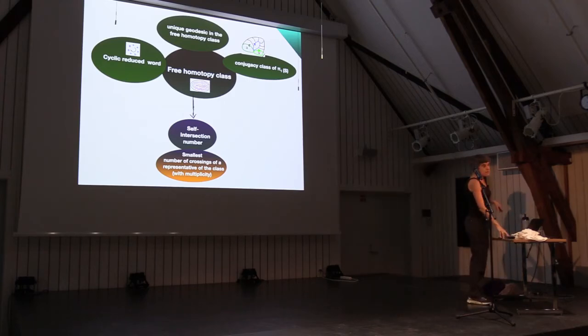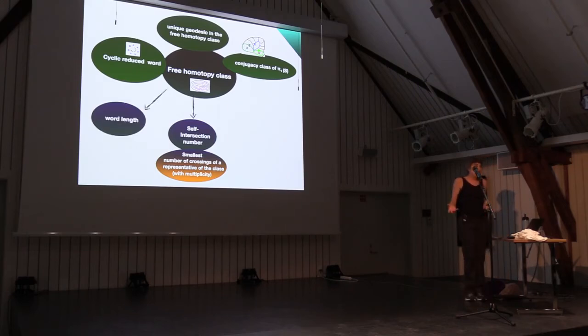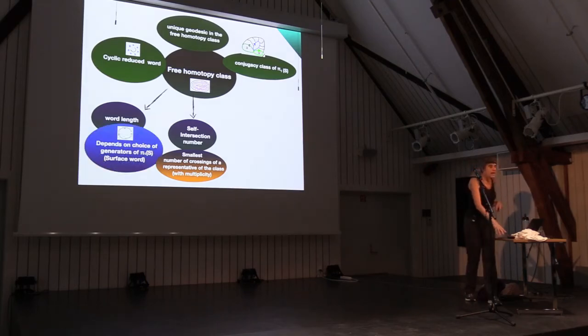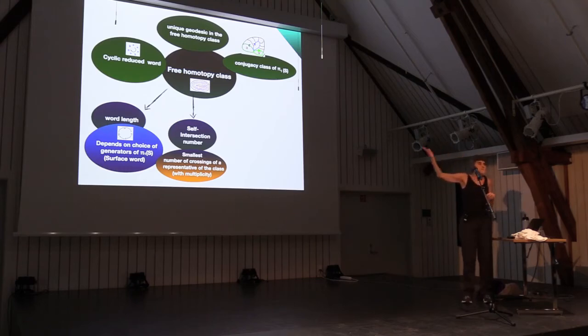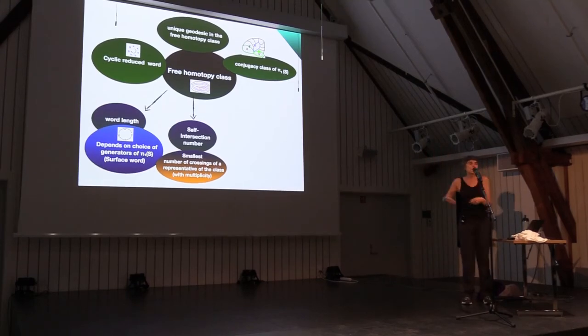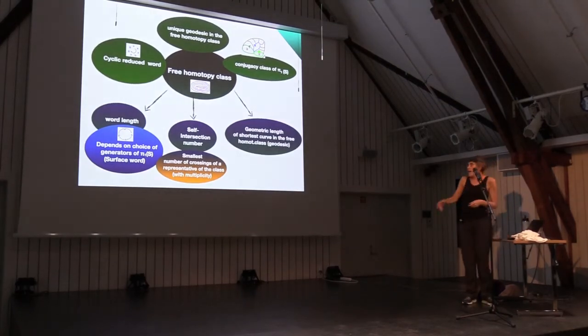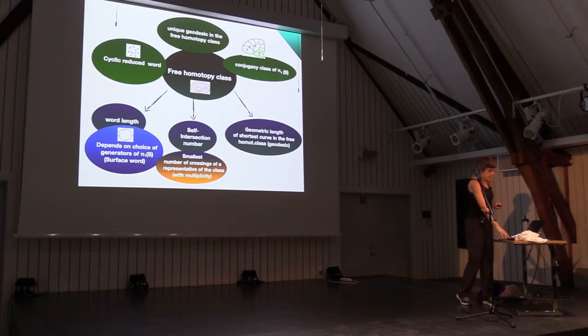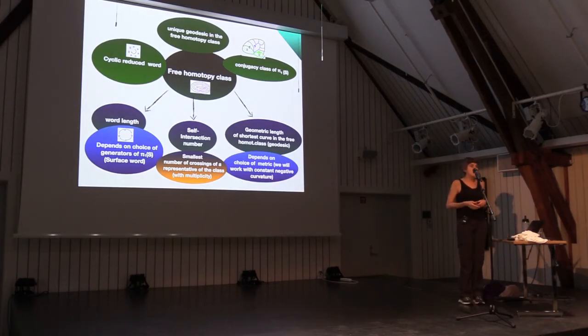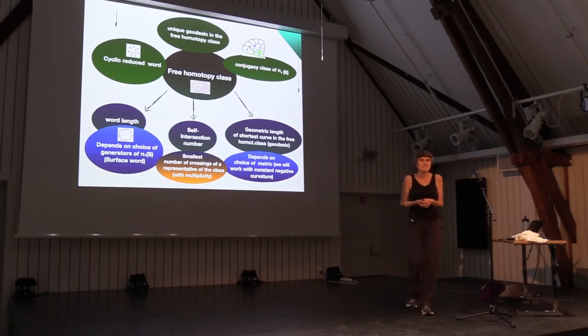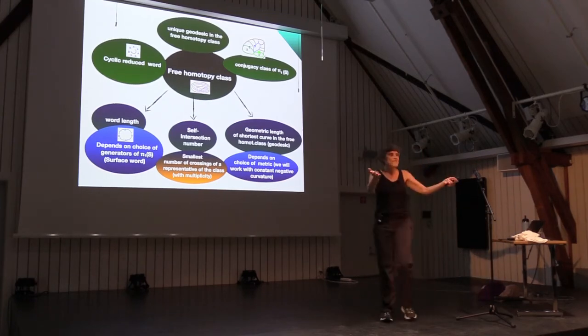So, as I said, we have an integer associated to each free homotopy class. The word length, which is the number of letters of the word associated to the class. And, of course, the word length depends on our surface word or the choice of the generators of the fundamental group of the surface. And if we have a metric, we also have the length of the geodesic in that class. Any questions?